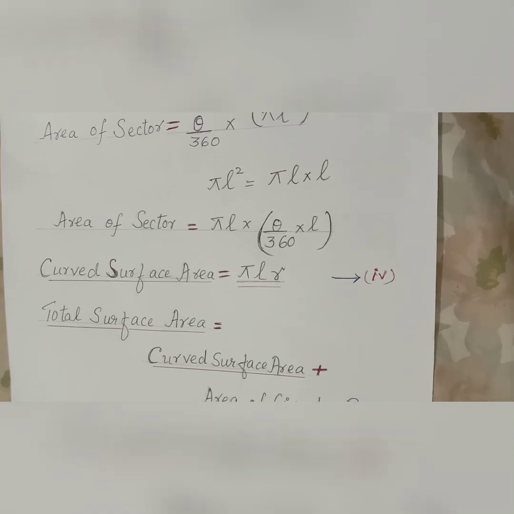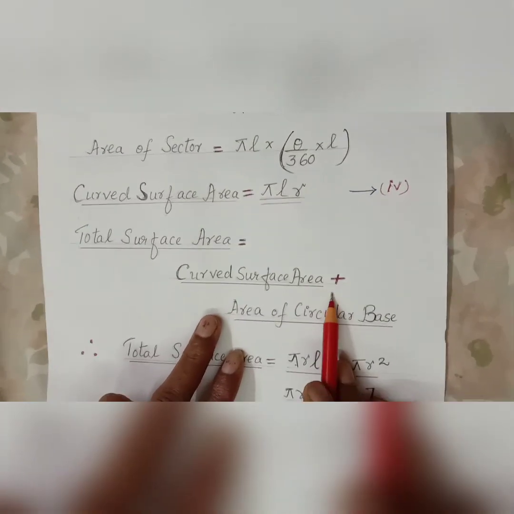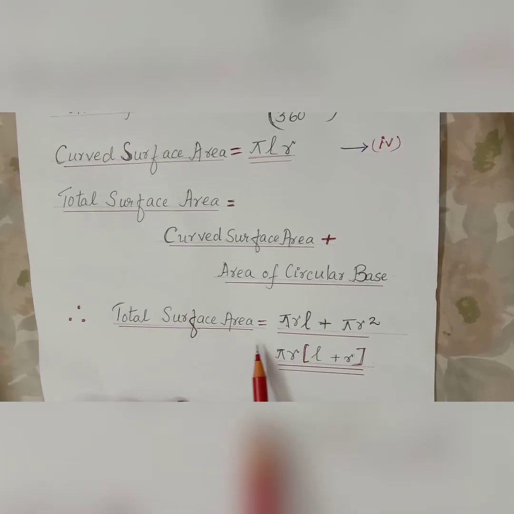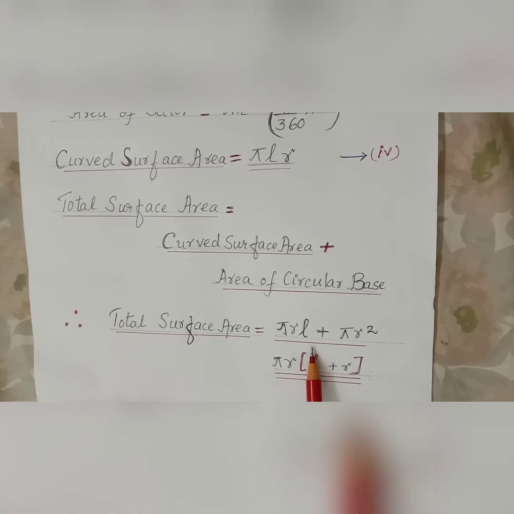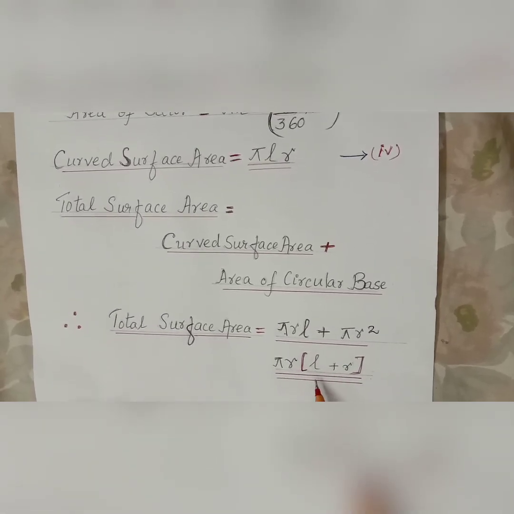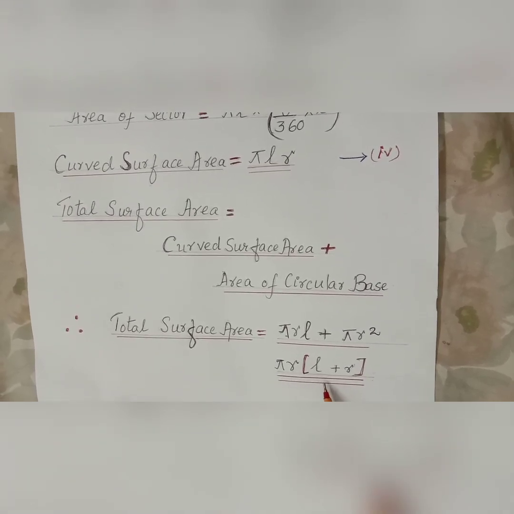Now, total surface area of the cone is equal to curved surface area of the cone plus area of the circular base. Therefore, total surface area of the cone is equal to pi r L plus pi r square. Taking pi r common, we will get total surface area of the cone is pi r into L plus r.